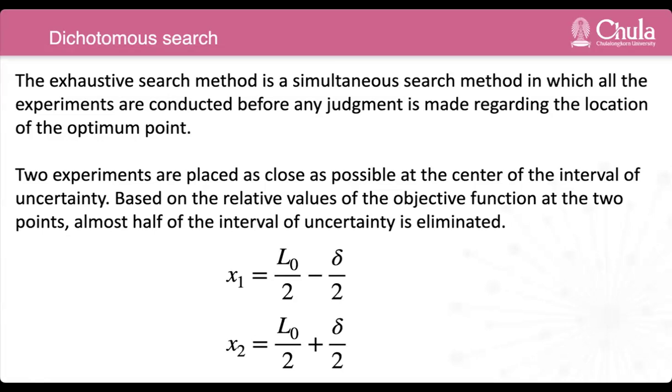At the middle. Okay? And for the dichotomous search, from there you move to the left, half of delta, and you move to the right, half of delta. Okay? And instead of evaluating the middle point, you evaluate x1 and x2, which are moved from the center point to the left and to the right. Okay? And those 2 points are delta apart. So you have to define the delta. It's an arbitrary number.